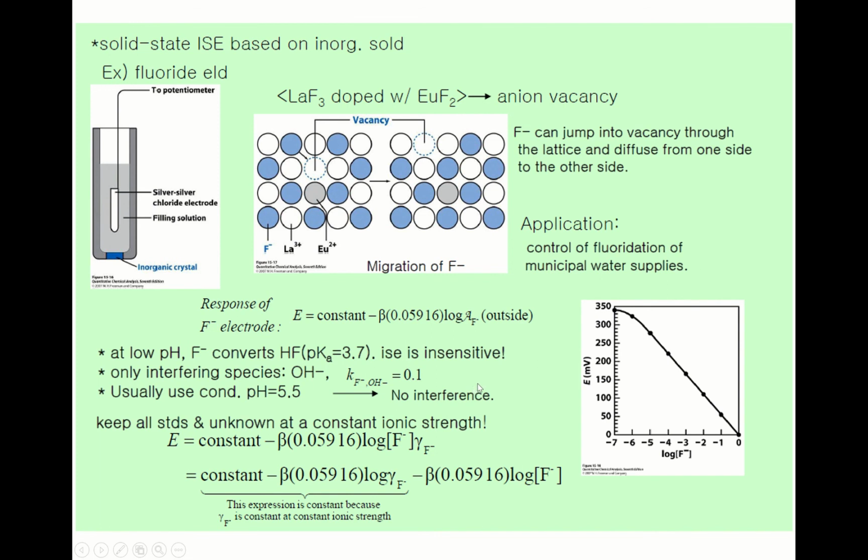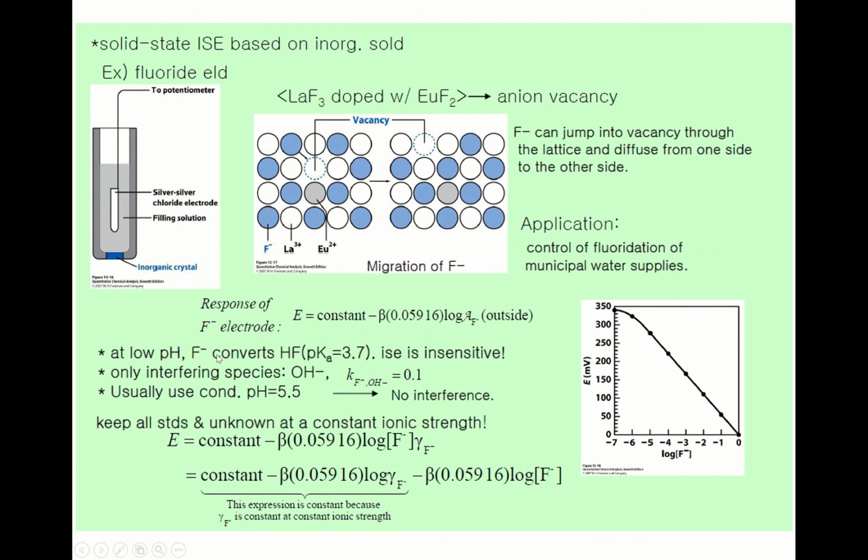Okay, and what is the response equation? E equals constant minus beta. Yeah, beta is always there, and this one is 0.05916 multiplied by the logarithm of fluoride activity. Okay, at low pH, fluoride ion converts to HF. You see, HF is also a weak acid, so at low pH there is a higher concentration of protons.